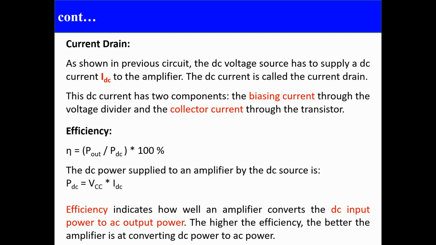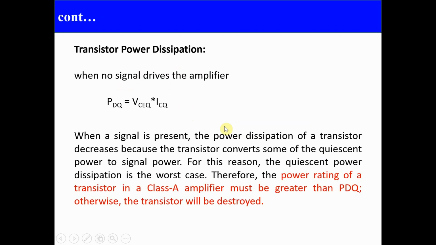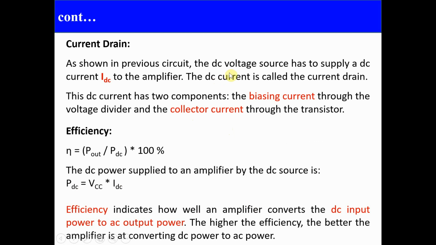Then current drain. As we have considered this circuit, VCC causes current to flow into two branches. One is the bias current flowing through the voltage divider circuit, and the other is the quiescent current or collector current. The addition of these two currents is known as IDC, and it is known as current drain. Current drain is nothing but the DC current supplied by the DC voltage source to the amplifier.